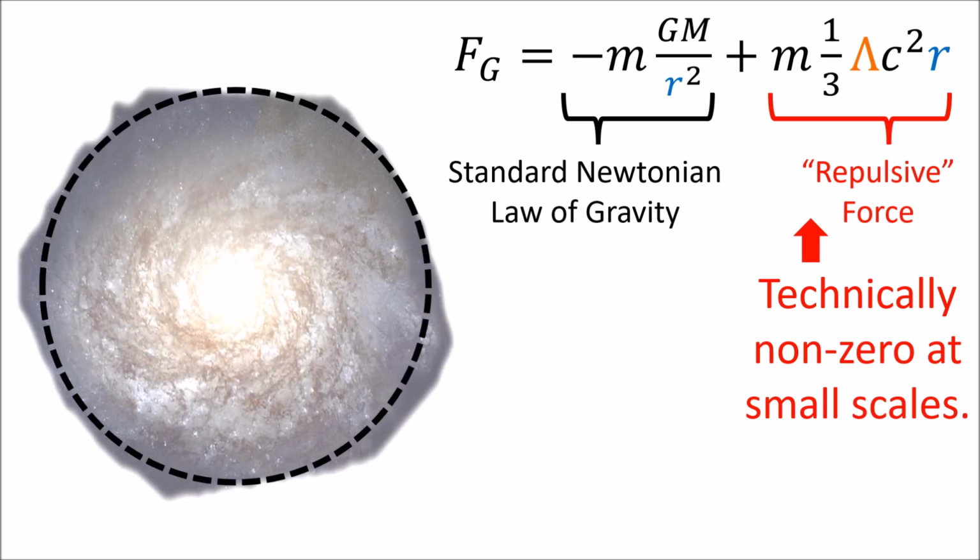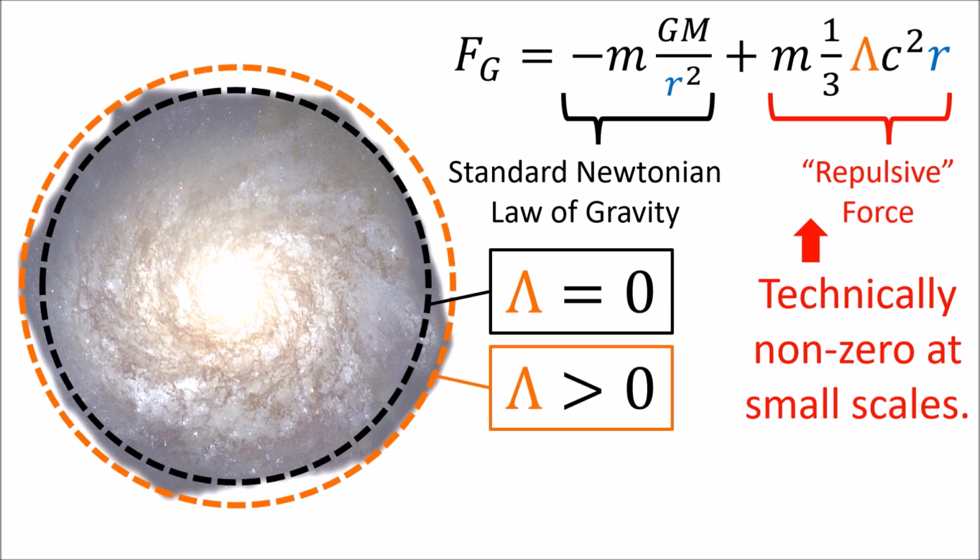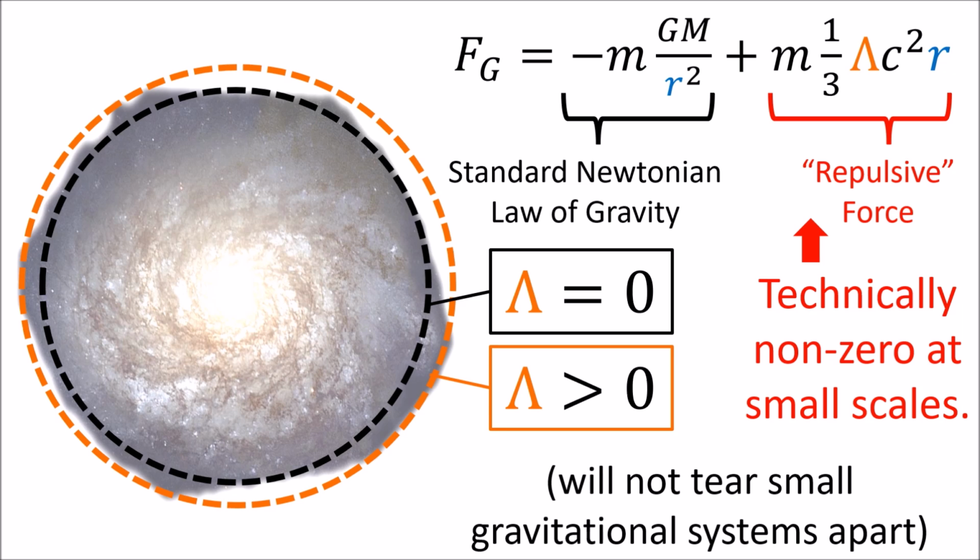And compared to a universe with a zero cosmological constant, this small non-zero force would slightly increase the default size of gravitational systems like star systems and individual galaxies. But this slight increase has already happened, and this won't tear gravitationally bound systems apart in the future.